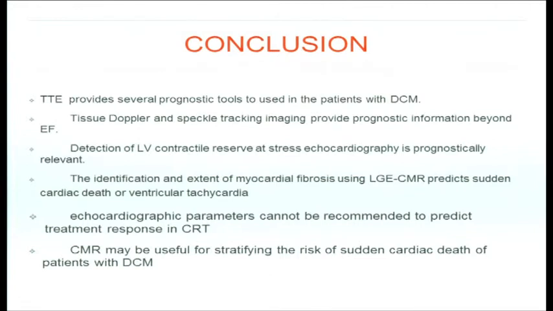Echocardiographic parameters cannot be recommended to predict treatment response in CRT patients, and cardiac MR may be useful for stratifying the risk of sudden death in patients with dilated cardiomyopathy. So, my references. Thank you very much for your patient listening.